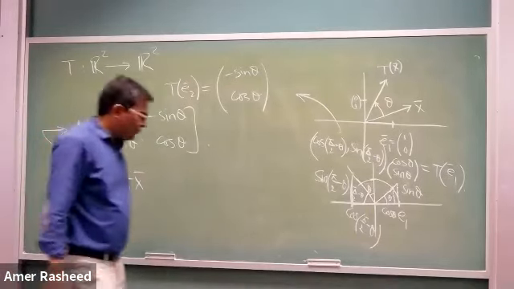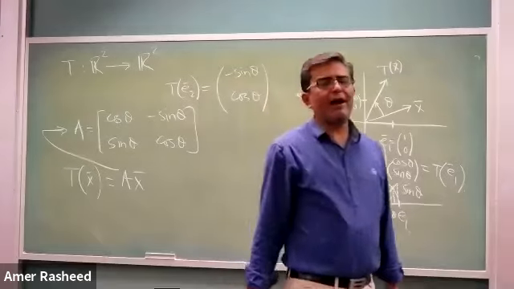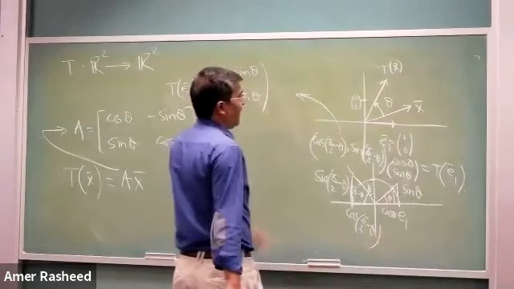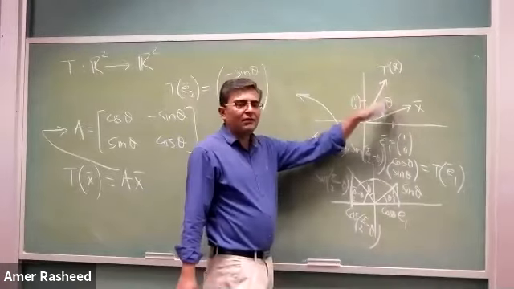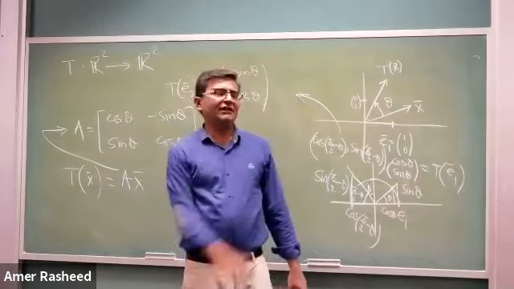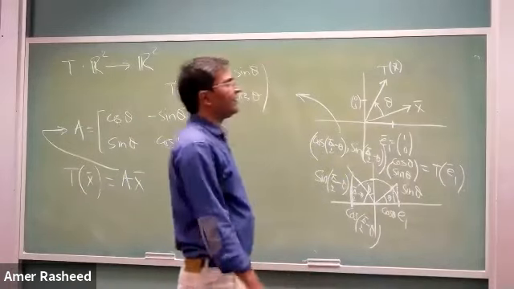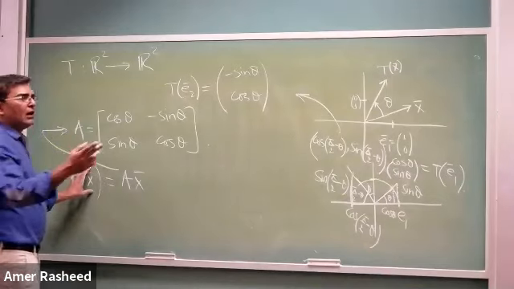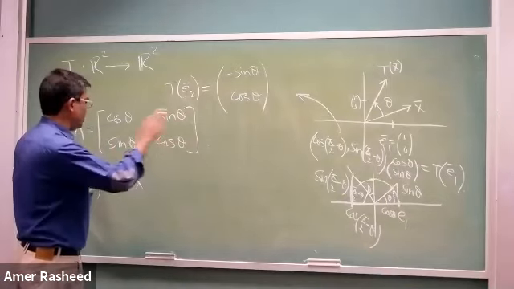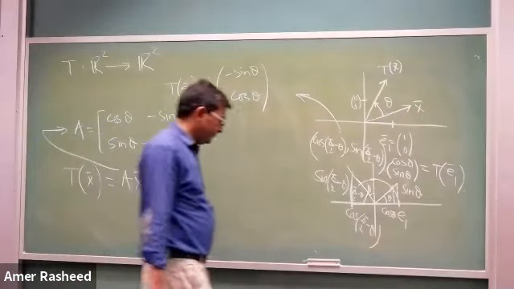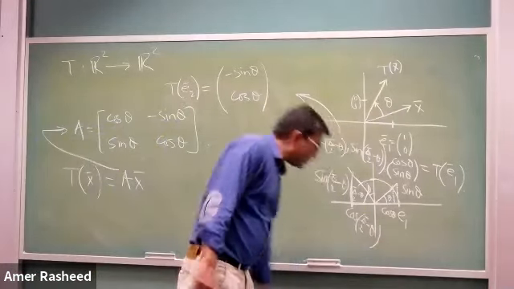Now, if you want to find a rotation of any point about an angle theta in R2, then this transformation will serve the purpose. Okay? This will transform any vector in R2 about an angle theta in R2. This will be your linear transformation. If you have any question, you can ask.